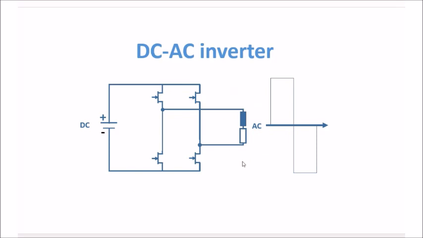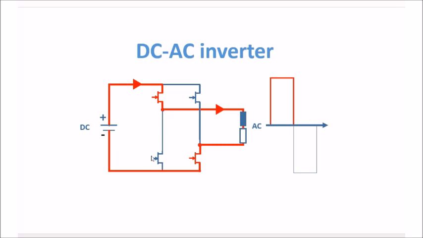It could be a motor or anything else which needs an AC current. The inverter consists mainly of four power electronic modules. These are four switches. In order to get a positive half cycle at the load, we switch these two power electronic modules simultaneously so that the current flows through the load in the positive direction. The other two power electronic modules are switched off.